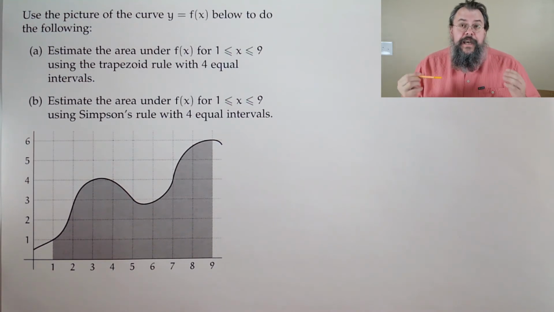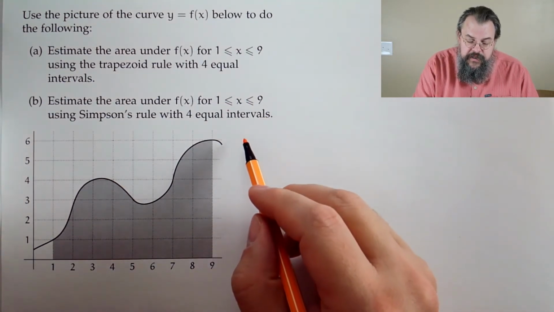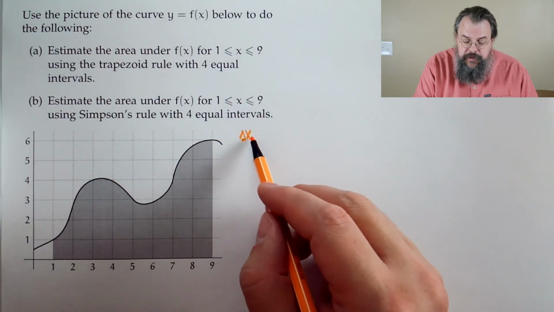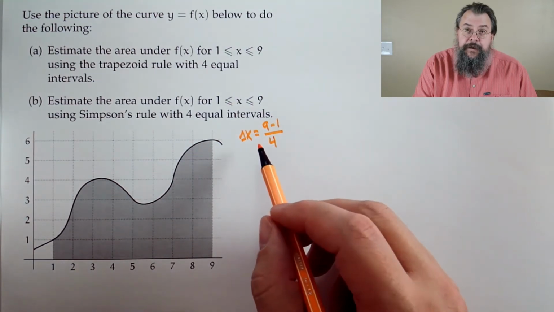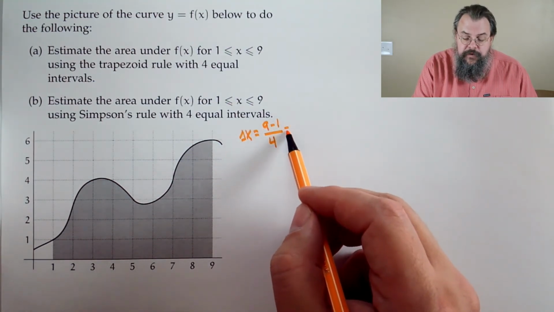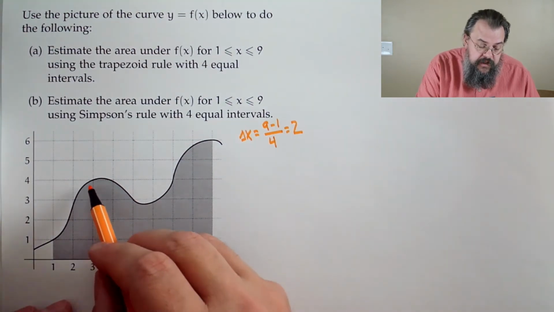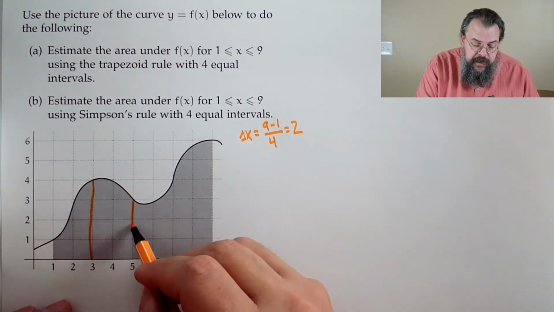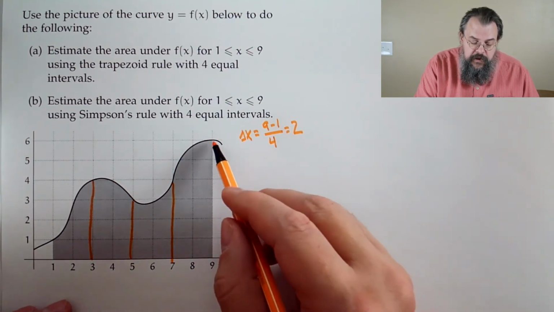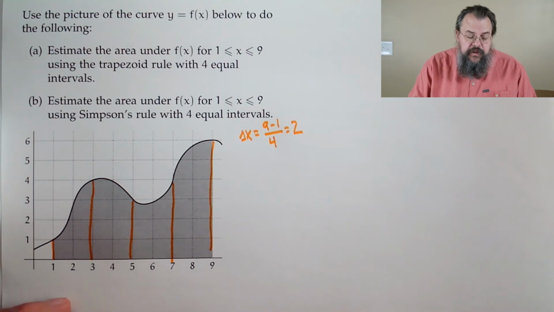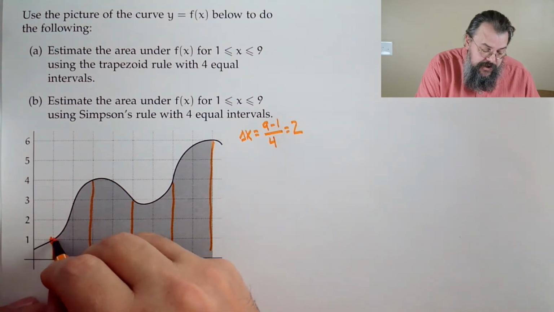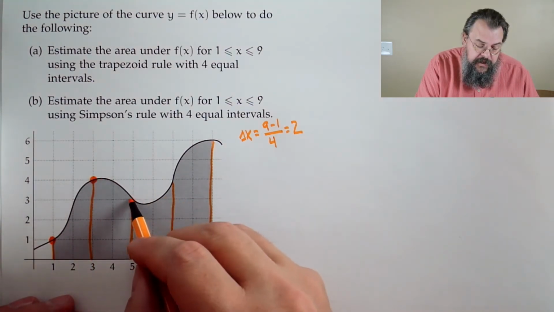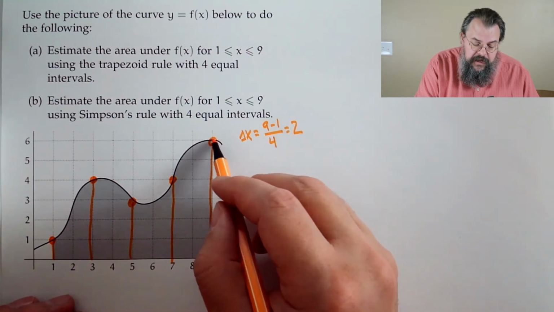Now, in particular, if I'm going from 1 to 9, and I have 4 equal intervals, well, what's our delta x? So in both cases, same thing, right? 9 minus 1 over 4. 9 minus 1 is 8. 8 over 4 is 2. Which means we're going to sample at the key points. So what we really want is to focus on what's happening to our function at 1, 3, 5, 7, 9. So we say, okay, there's 1, 3, 5, 7, and 9.